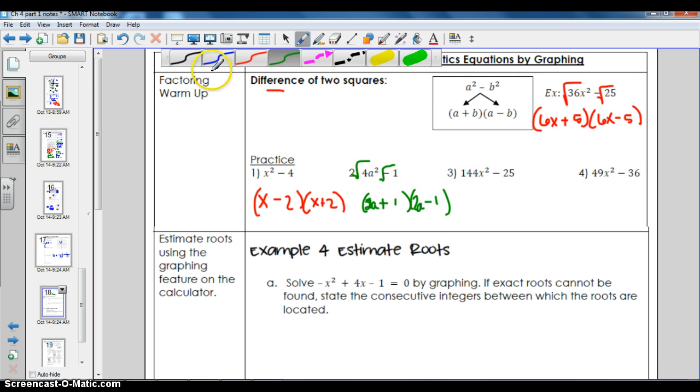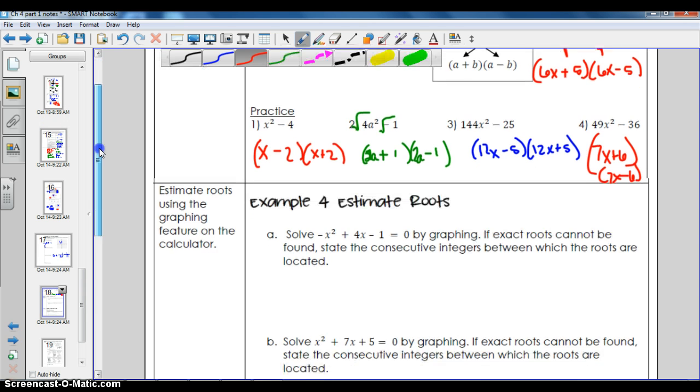So try these last two on your own. Pause the video and check when you're ready. And we should have a 12x minus 5 and a 12x plus 5 for number 3. And for number 4, we should do square root and get 7x plus 6 and 7x minus 6.